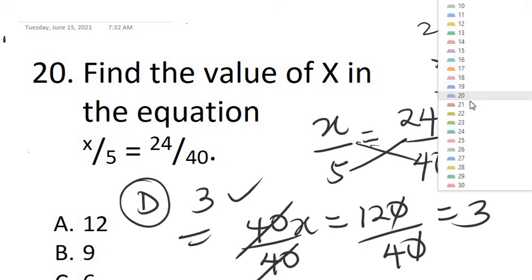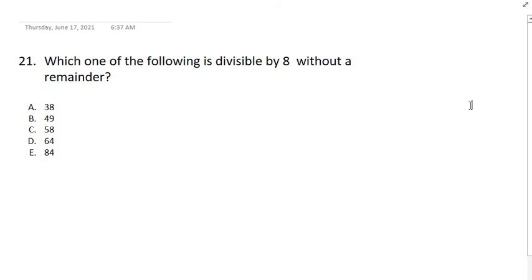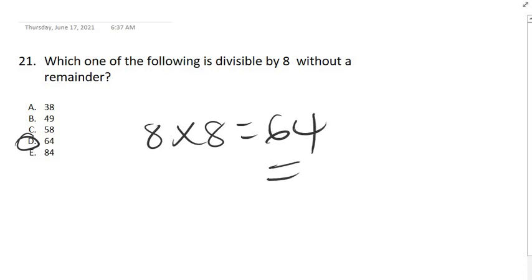Question 21. Which one of the following is divisible by 8 without a remainder? Obviously it is D. 8 times 8 is 64. So 64 can be divided by 8 without a remainder. Question 22.